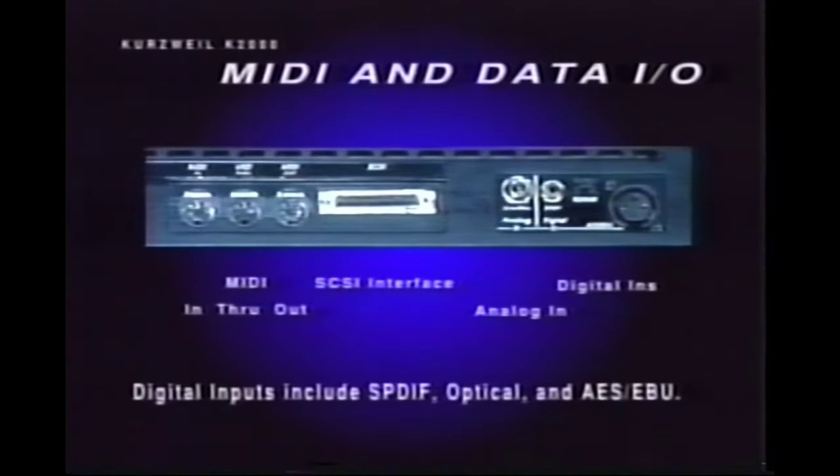To the right of the analog input are the digital inputs, which support S/PDIF, RCA jack, an optical connector, and AES/EBU connector. These are provided for digital transfer from DAT recorders, CD players, or other samplers. One last reminder, the sampling board is an option, and it can be purchased from your Kurzweil dealer. It must be installed inside your K2000.